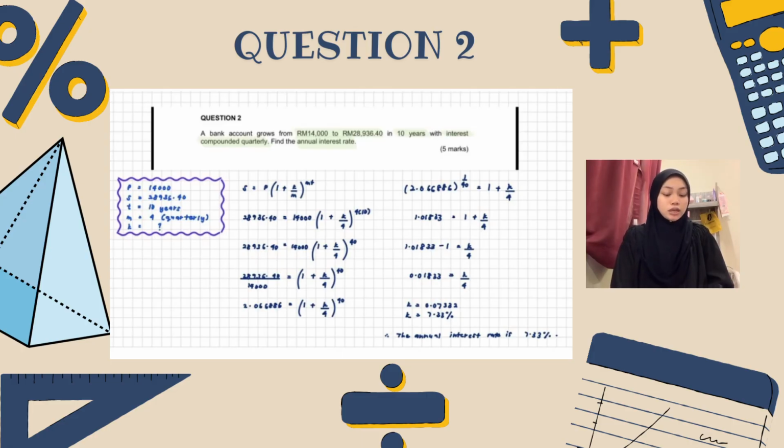Subtract 1 from both sides. So 0.01833 equals k/4. And then you multiply by 4. k equals 0.07332. And then we have to convert it to percentage. So k equals 7.33%. So the annual interest rate is 7.33%.